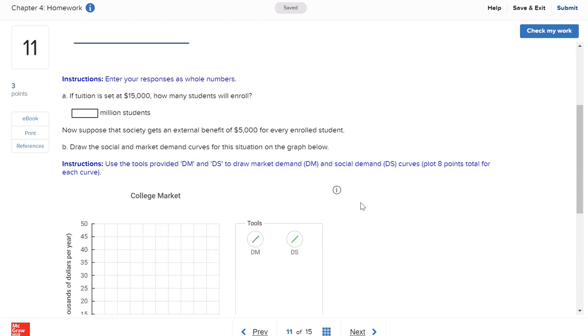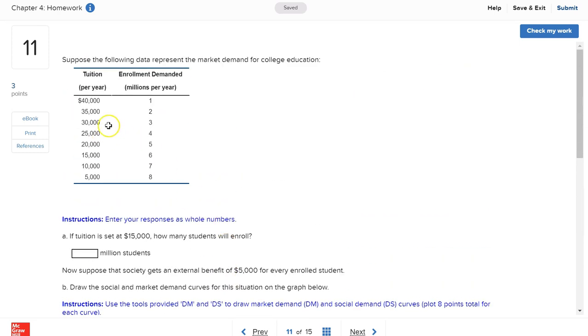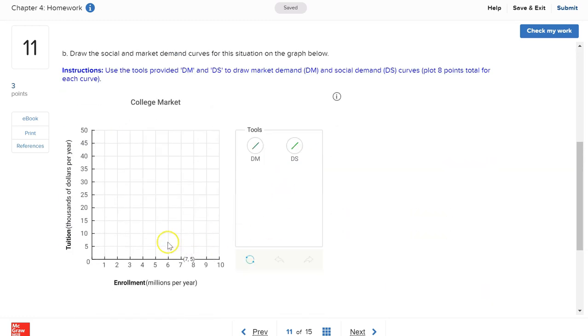So the market demand curve is going to be set up by this demand schedule here. And then the social demand curve is actually going to be to the right by $5,000. Remember, we put that vertical wedge in there, so watch out for that. And here's the tuition measured on this vertical axis.